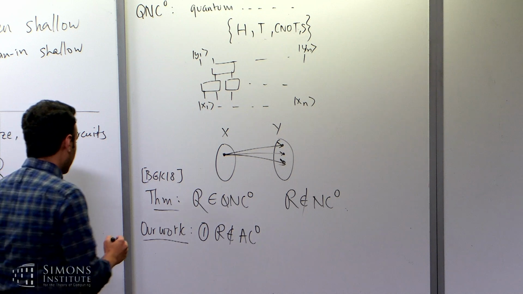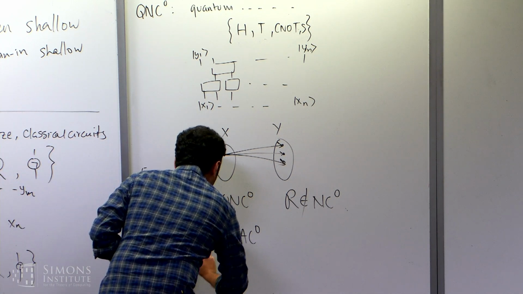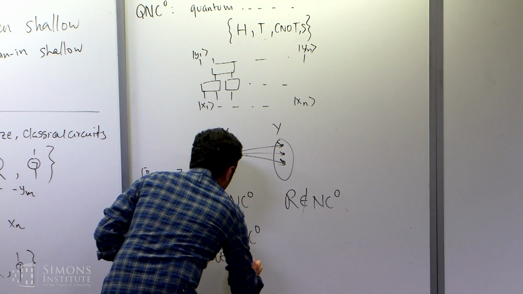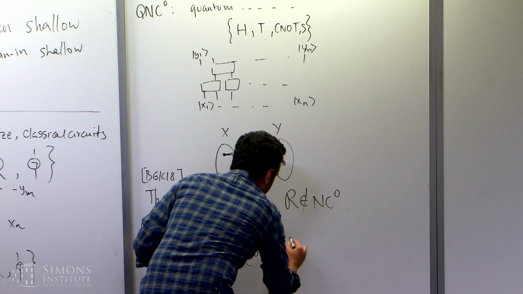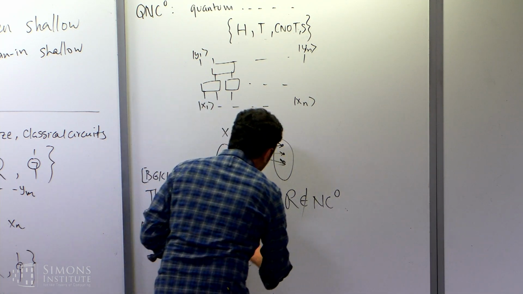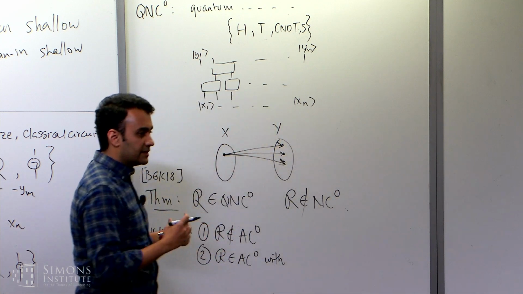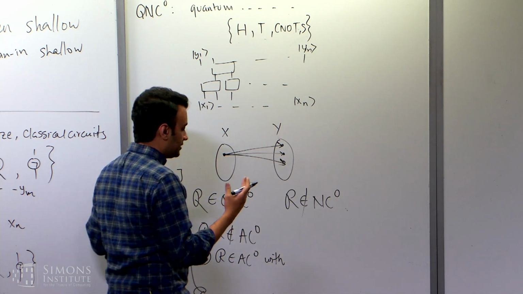And this is what I'll say a little bit about today. But we have some strengthenings of this as well. So in fact, we can show this problem is not even in AC0 with essentially sub-exponential size circuits, or even close to exponential size circuits.